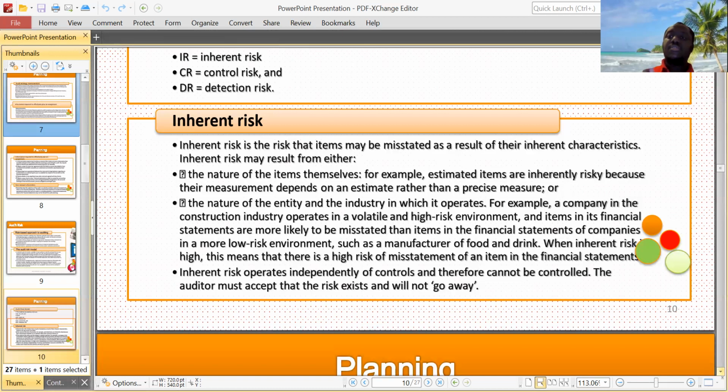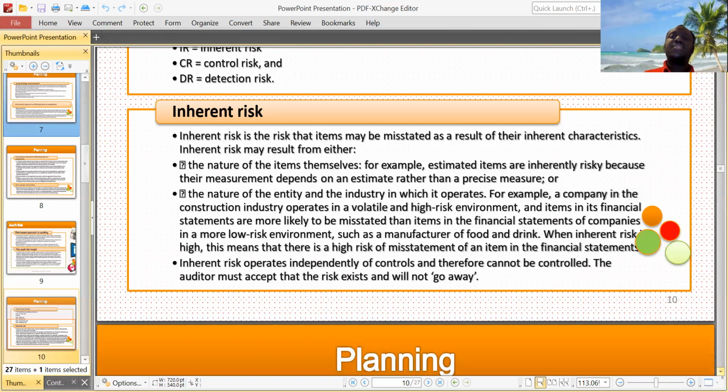So inherent risk, as you've realized, operates independently of controls. So no matter the controls you set, it's not able to capture inherent risk. Inherent risk operates independently of controls and cannot be controlled. So the auditor must accept that these risks exist and will not go away. Very, very important. So this is an inherent risk. It's part and parcel of the item or the industry.